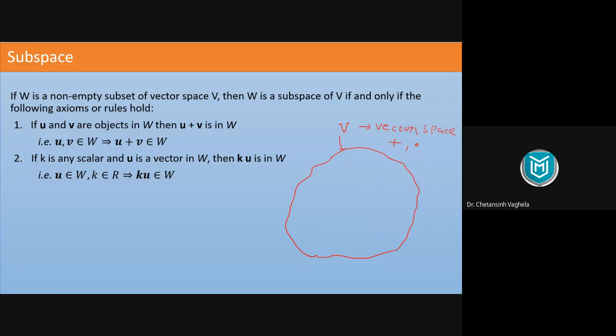Now this set V will have so many objects. This is a very big set V, and it has so many objects. These objects can be vectors, matrices, functions, polynomials, or any other object. But we know that this set V is a vector space. That means these objects satisfy all the 10 conditions of a vector space. All the small circles you can see here satisfy the 10 conditions.